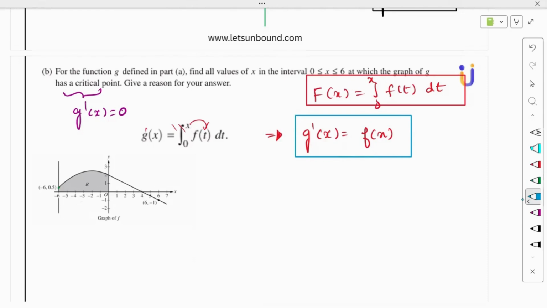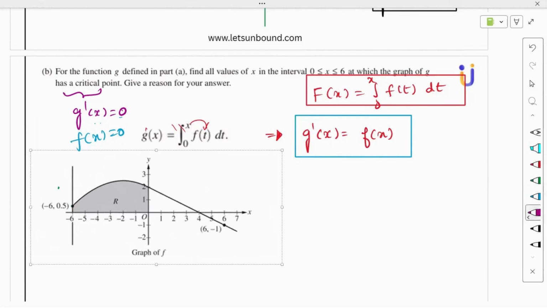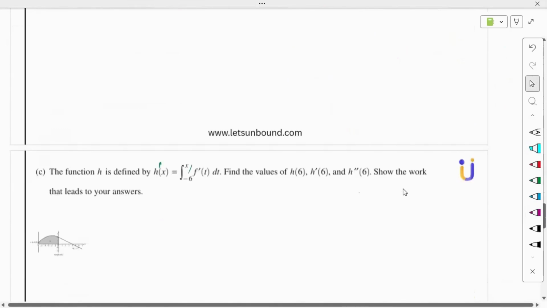So for g to have a critical point, g dash of x should be 0, but g dash of x is f of x. So I'm going to set where f of x is 0, that is where g will have a critical point. f of x is 0, it crosses from 0 to 6 at 4. So g has a critical point at x equals 4.